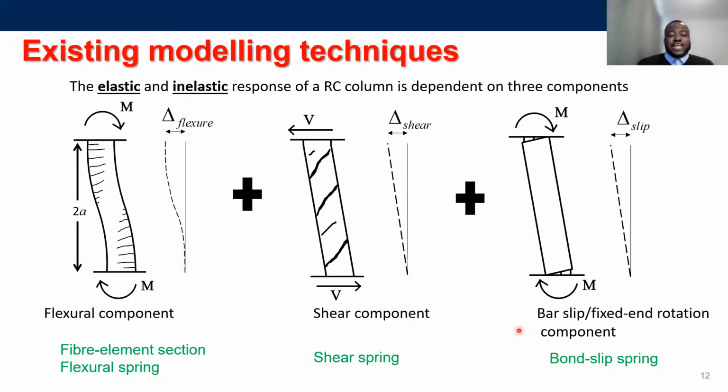And then you have the fixed end rotation, which is captured using a bond slip spring, where you define a moment versus slip rotation type of relationship. So depending on what you're trying to capture, typically you can aggregate either 2 or all 3 of these springs, or in some cases, you can lump all of them together into a single spring, which you can then use to capture all of this. And it reduces the number of layers of analysis that you're trying to do at a single time. So it depends on how complex you're trying to go and what exactly you're trying to capture.